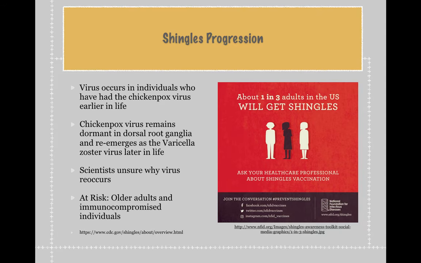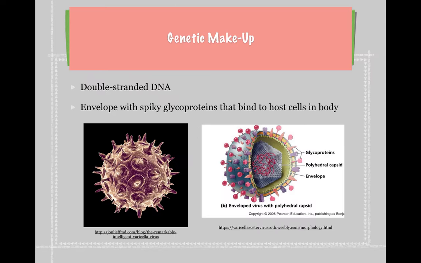Scientists are unsure why the virus reoccurs, but have been able to show that it does remain dormant within the body. Most at risk of developing shingles are older adults and immunocompromised individuals. About 1 in 3 U.S. adults will get shingles in their lifetime, and a person can suffer from shingles more than once. The risk of contracting and suffering complications from shingles increases with age.